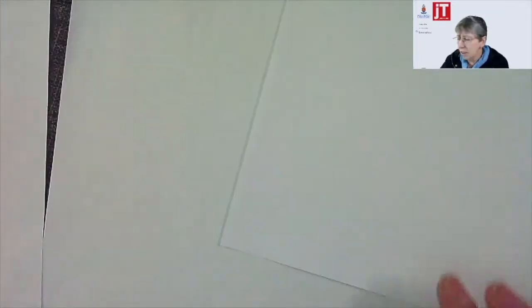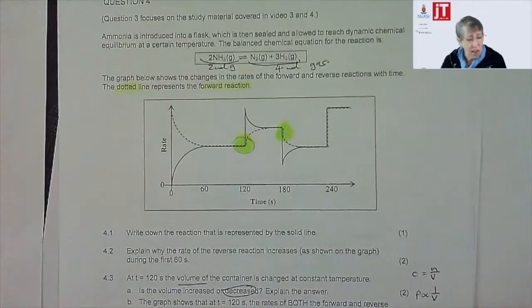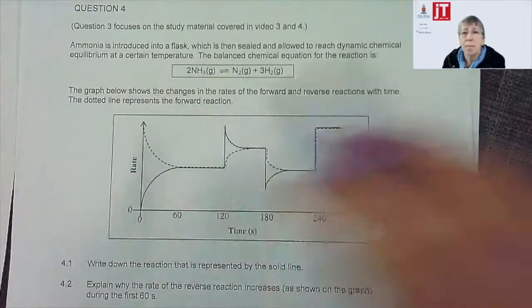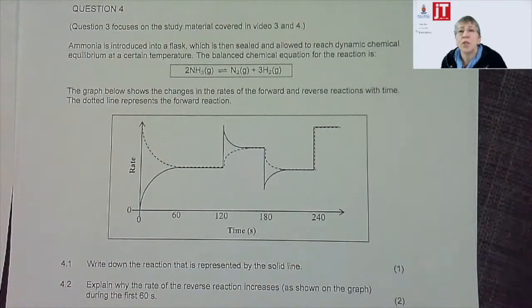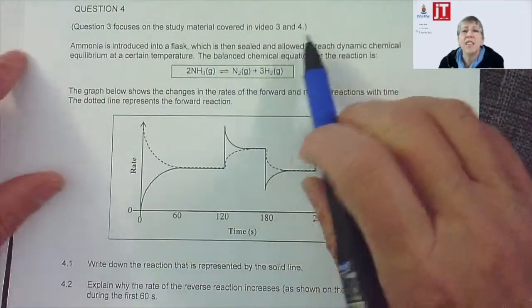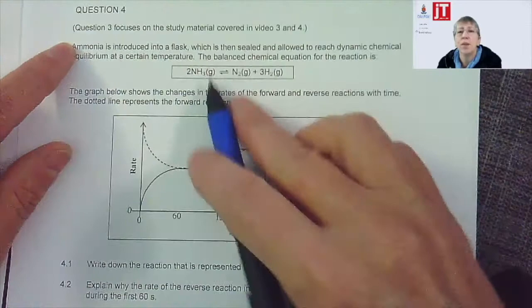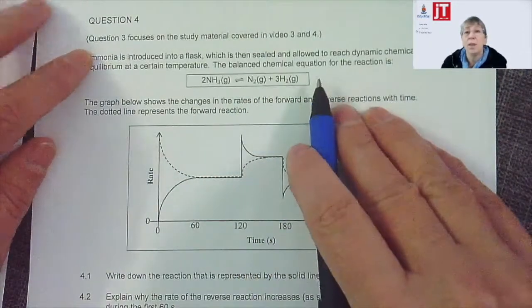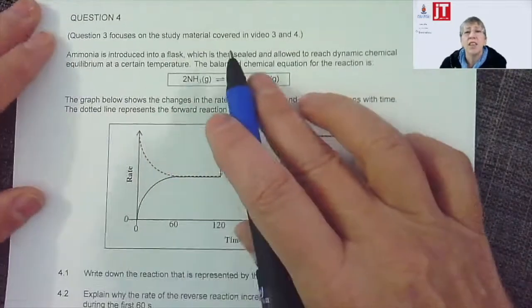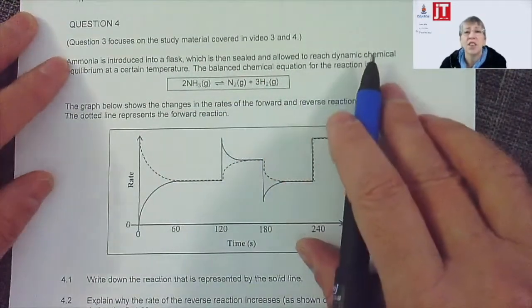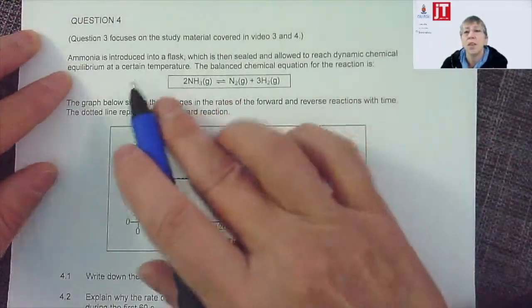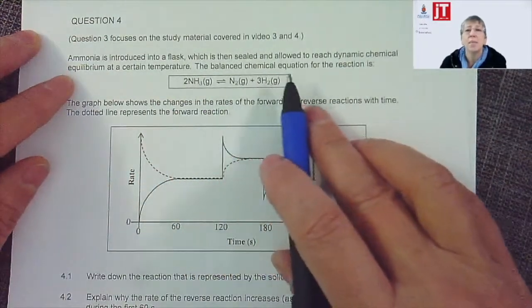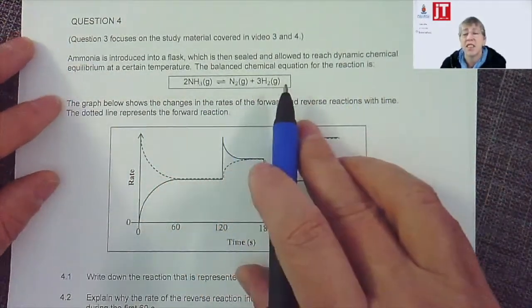Next on, there were a few guys who asked me to look at the question that I asked you on your worksheets. Now, they said ammonia is introduced into a flask, which is then sealed and allowed to reach dynamic chemical equilibrium at a certain temperature. So they only put ammonia in, right? So at the start, there can only be a forward reaction, right?